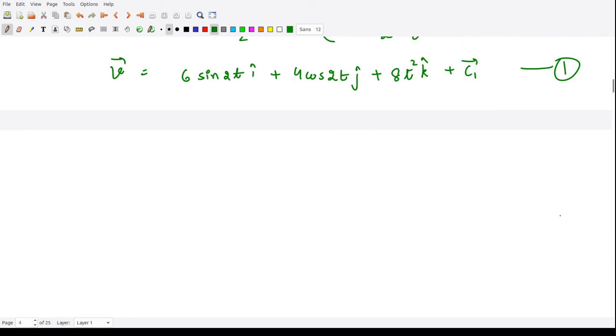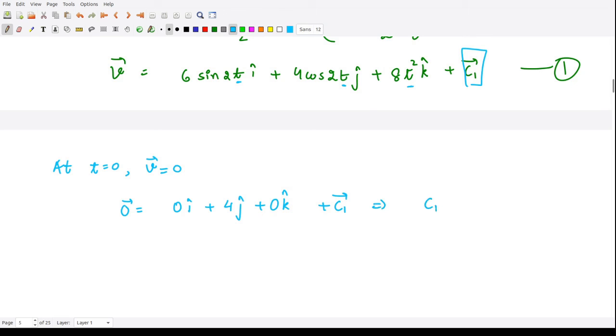Now we are also given the initial conditions. We are given at time t equal to 0, your velocity vector is 0. So from here we can evaluate the value of this constant vector c1. So we have 0 vector here. This is equal to, when you substitute t as 0 here, 0 i cap, plus 4 into 1 into j cap, so plus 4j, and when you substitute 0 here, 0 k cap plus the vector c1. So that means the vector c1 is equal to minus 4 j cap.